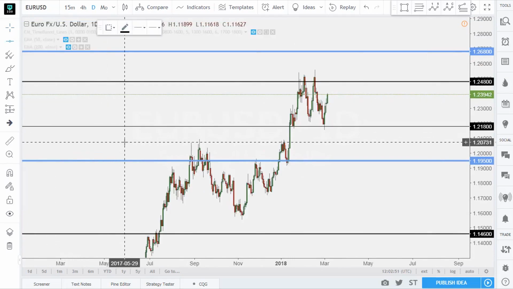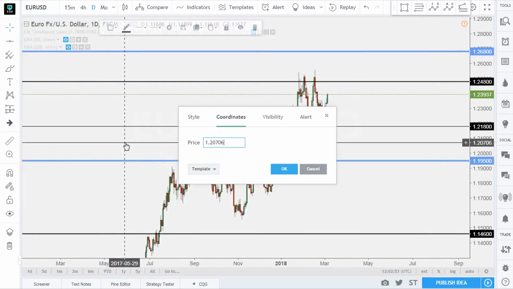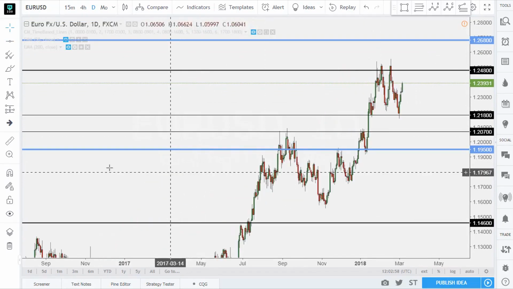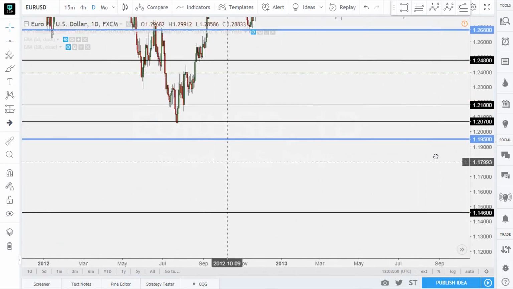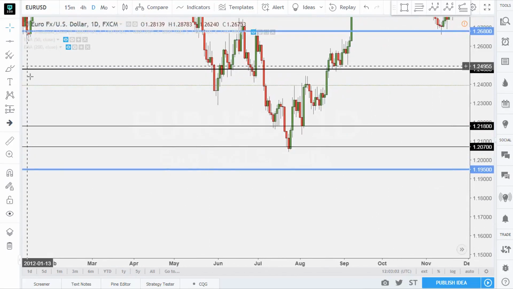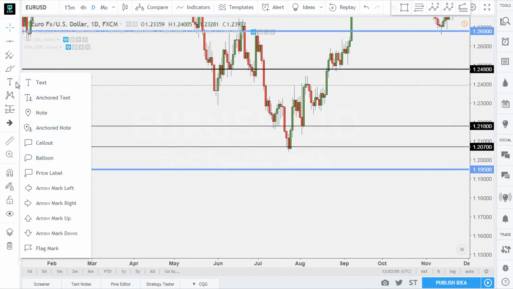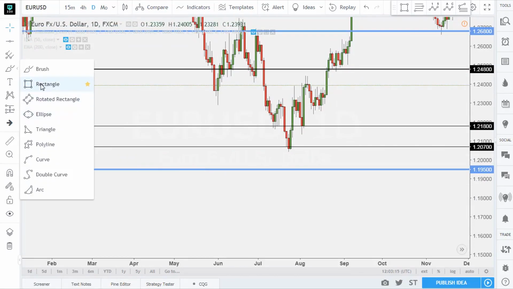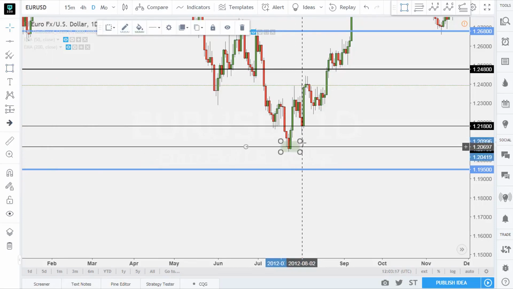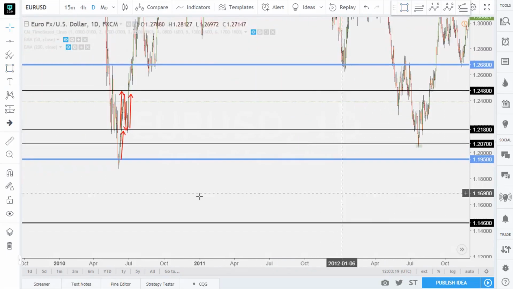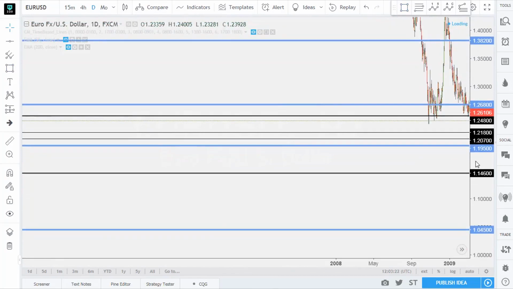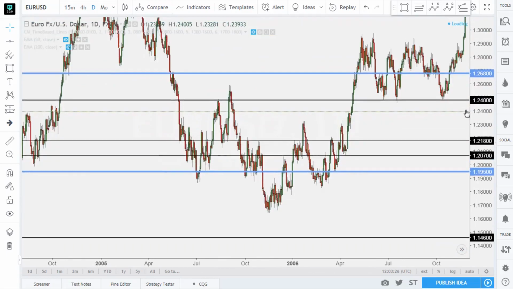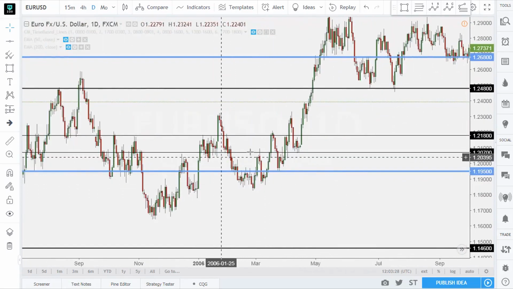This is another one as well. 700. Price did respect it. Yes. If you go back to the chart, you can see this. You can see it right here. Price did respect it here many times.